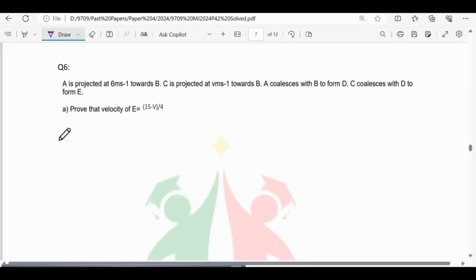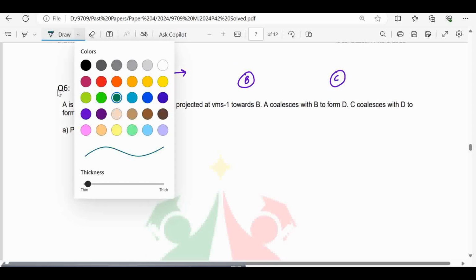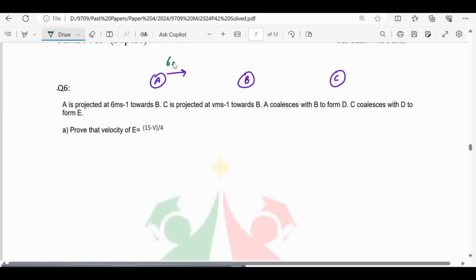A is projected at x meters per second, so we have the particle A, and it is projected towards B. And we have the other particle C, which is going towards the right side. This one is 6 meters per second and its mass is 1 kg. The mass of the last particle is 2 kg, as given in the question, and the mass of the first one is 5 kg.